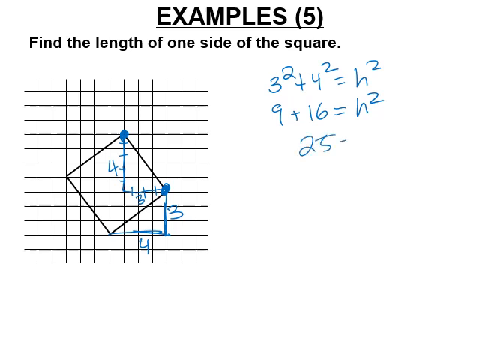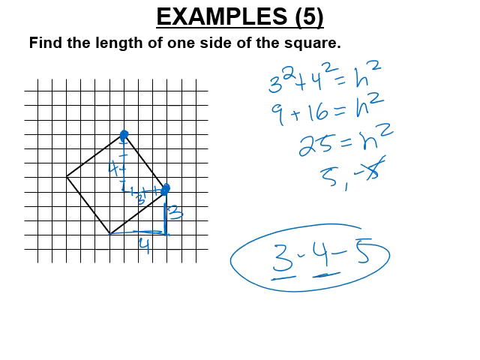It actually has a name, and the name of this right triangle is called the 3, 4, 5 right triangle. If the legs are 3 and 4, the hypotenuse is always 5 in a right triangle. So this is 5 units. Each of these sides are 5. You can't count them. You have to use the Pythagorean theorem.